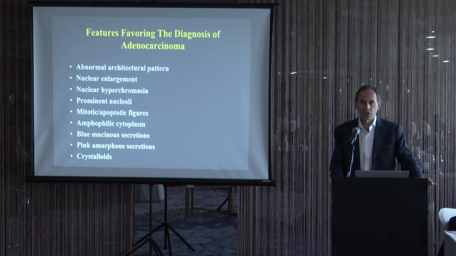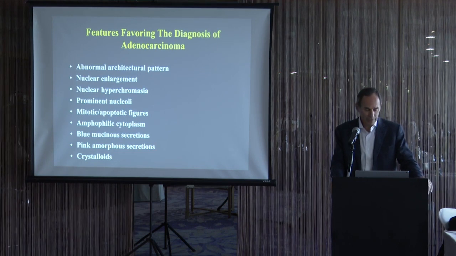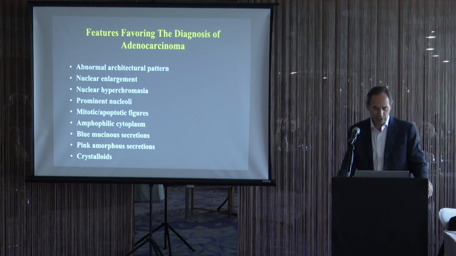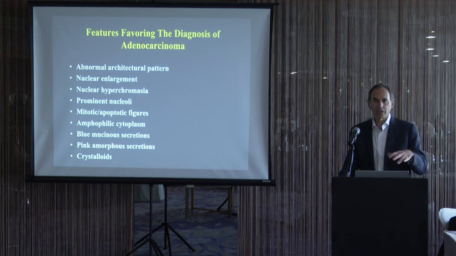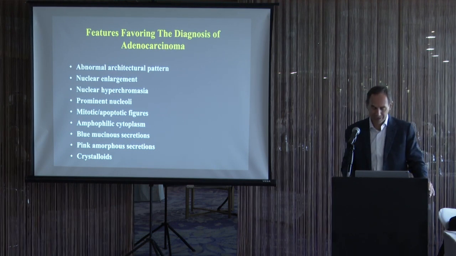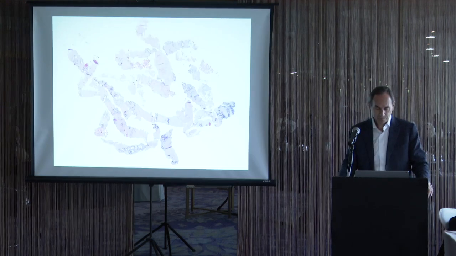Mitotic figures, and actually more commonly apoptotic bodies, are a feature that favor cancer. You then look at the cytoplasm, whether it's more amphophilic relative to the normal glands. And then intraluminal contents are also important: blue-tinged and pink amorphous secretions. And probably less importantly, we'll talk about crystalloids.